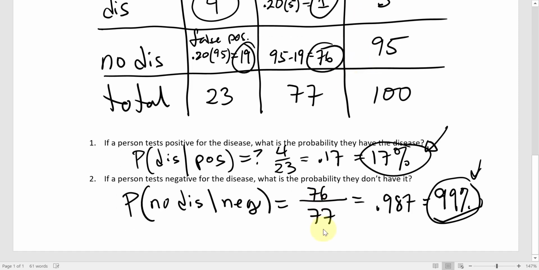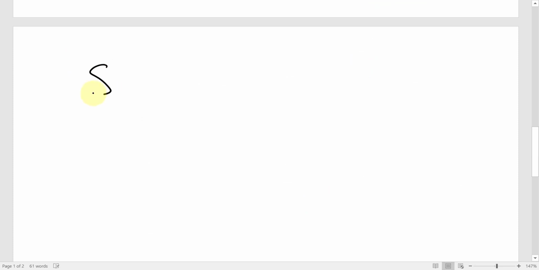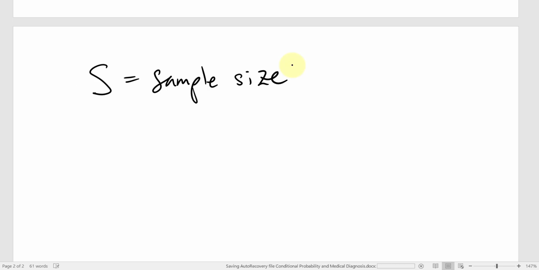So let's do that. I'll define some variables. I'll say S is the sample size. It could be a population or any sample from a population. It's going to be the total in the table, right? The total number of people that are sampled, that either represents a part or an entire population.